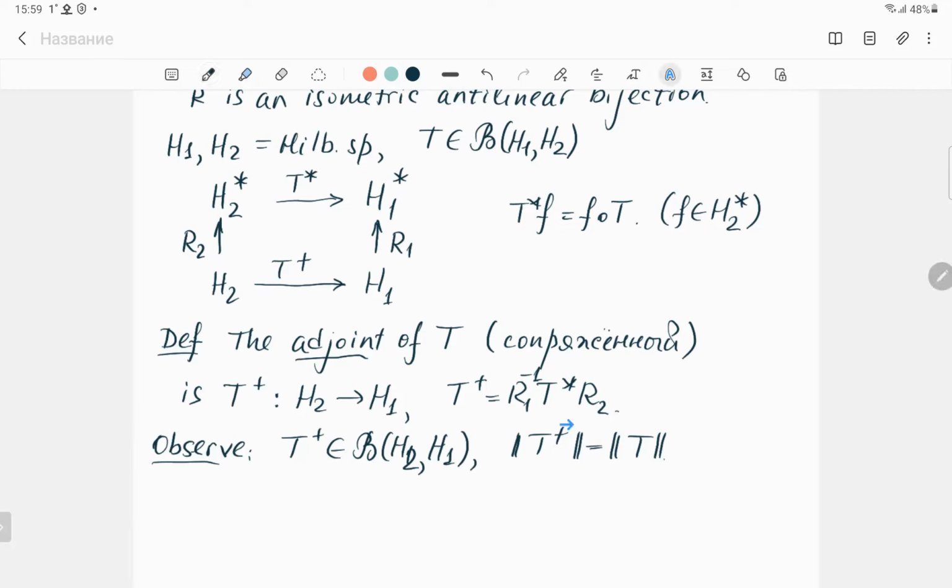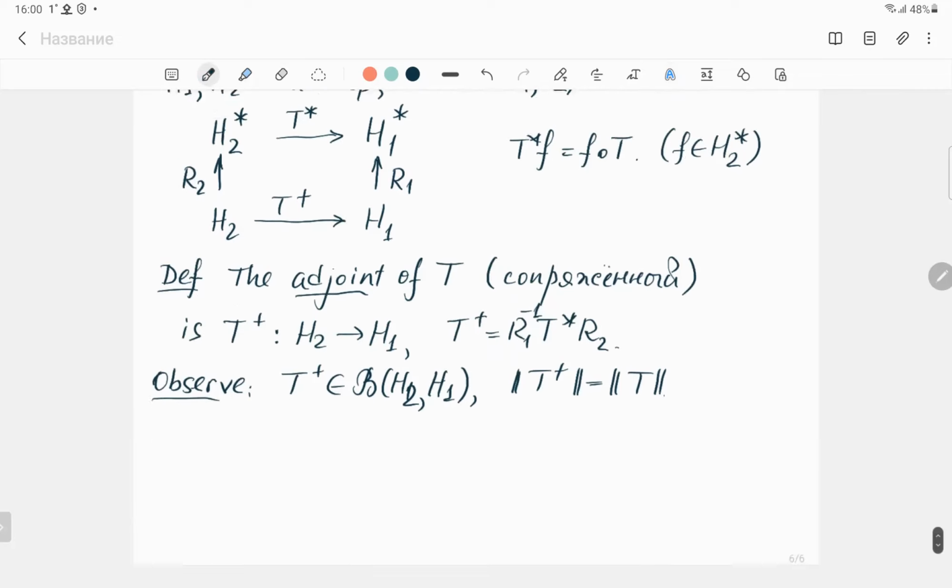And R1 and R2 are antilinear. So it's clear that if we compose a linear operator, T star, with two antilinear operators, then we get a linear operator. And since R1 and R2 are isometric bijections, and the norm of T star is the same as the norm of T, we conclude that the same is true for T plus. So again, the norm of T plus equals the norm of T.